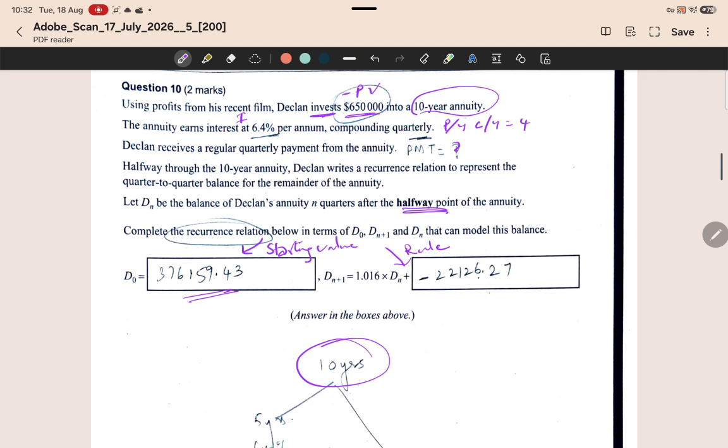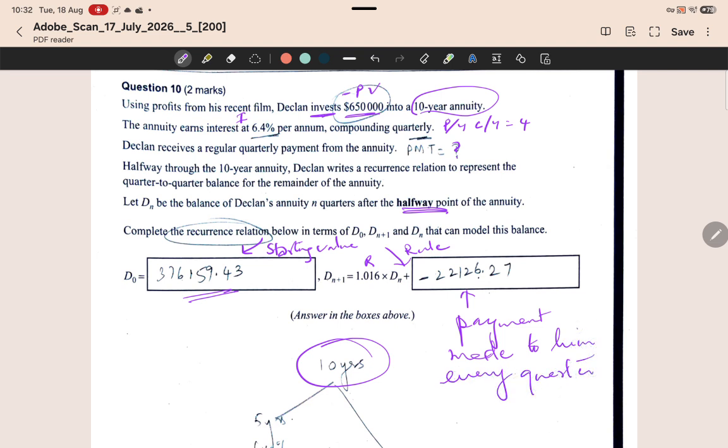Now the rule is Dn plus 1 is equal to 1.016, which is the R value which they've given you, times Dn. And what is it that the repayments are to be written here? Sorry, it is not the repayments, it is the payment to Declan, because it's an annuity. This is the payment made to him regularly, made to him every quarter.